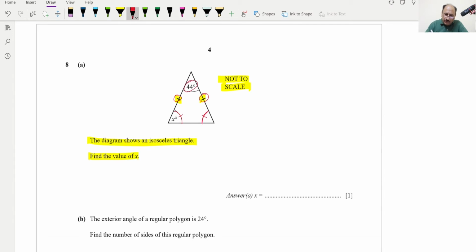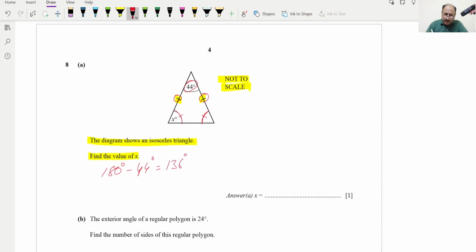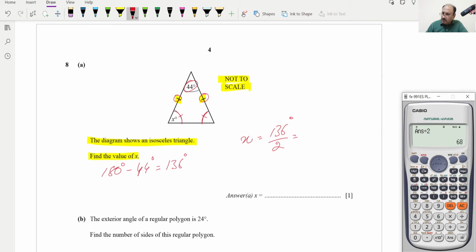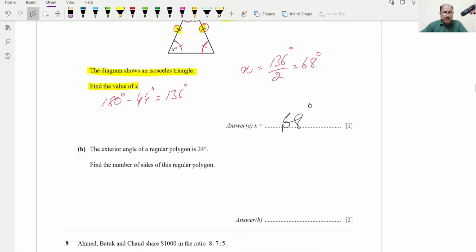So this is 44. So remaining angle will be what? 180 minus 44 will be the remaining angle, which is equal to 136 degrees, and x will be equal to 136 divided by 2, which is equal to 68. So our answer will be 68 degrees. Hopefully you understood this also. One more question, but I have tried to explain it with the steps.